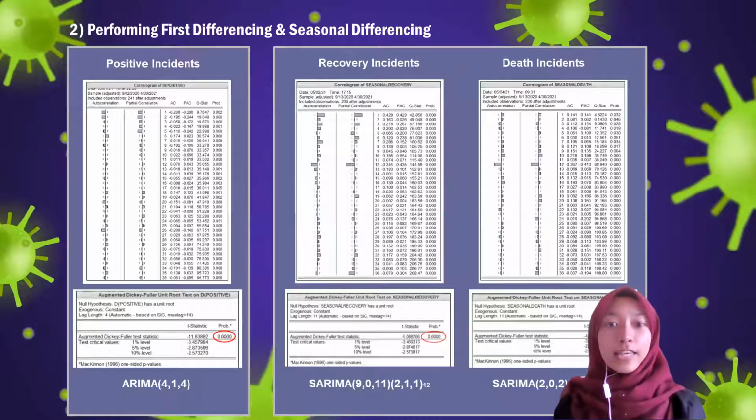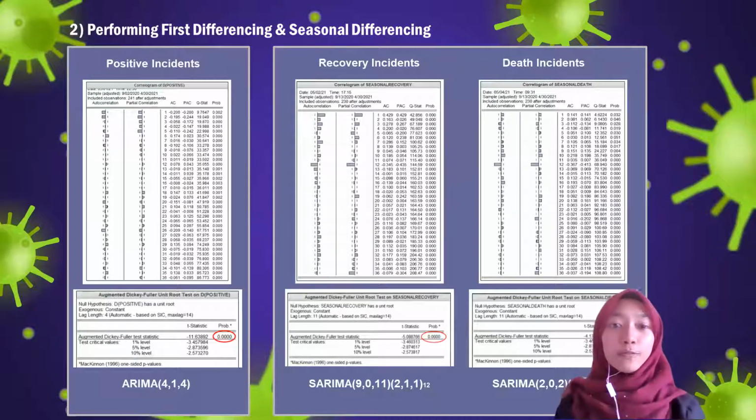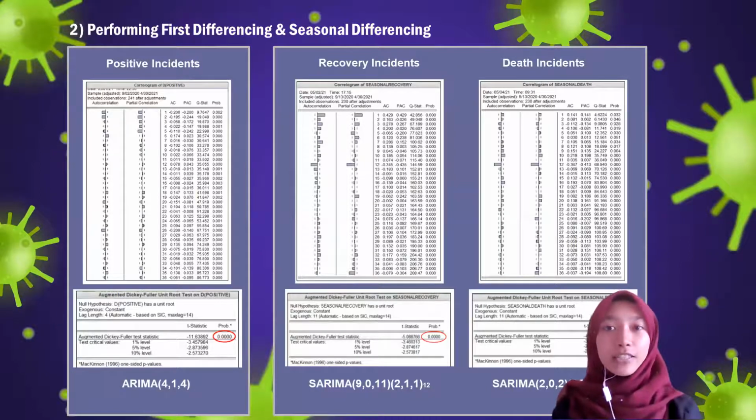Performing first differencing and seasonal differencing. The first order differencing and seasonal differencing were performed to remove the trend and make the data stationary. The ADF test once again will be used.